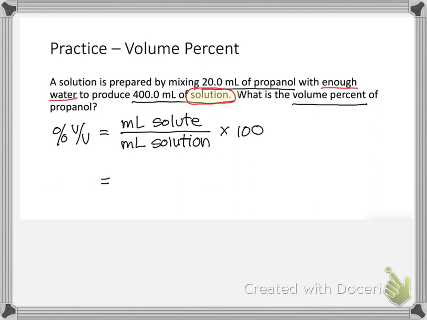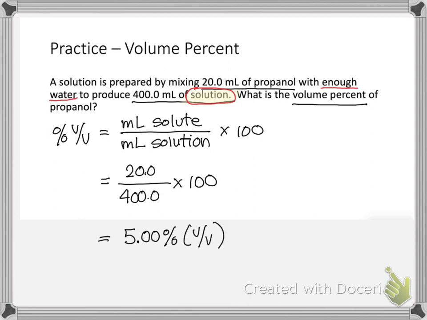So this is pretty straightforward, right? Back to the problem. We know we have 20 milliliters of propanol, and we added enough water that we have 400 milliliters of solution. Don't forget times 100. So 20 divided by 400 times 100 is 5. Now, I just get 5 on my calculator, but I want 3 significant figures so I can add the zeros after the decimal. And so this is a volume to volume percent. You could also say percent by volume. Either way would be something we could see.